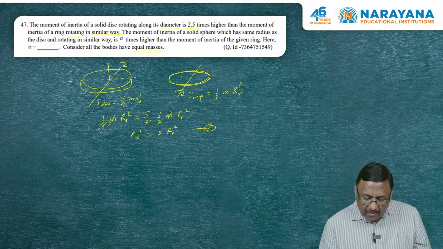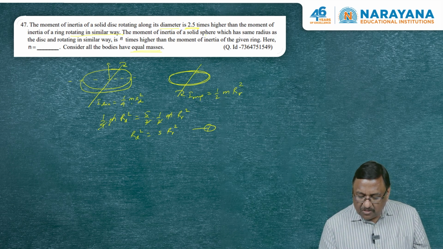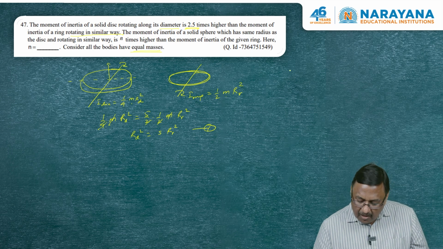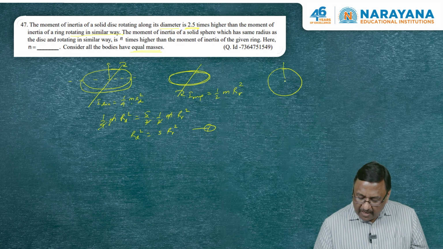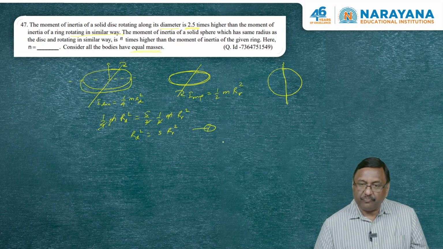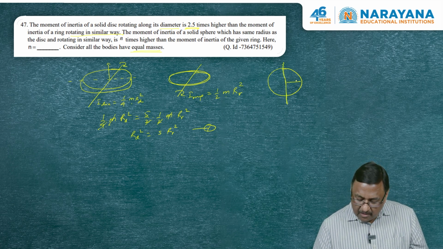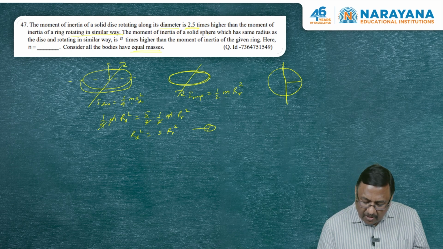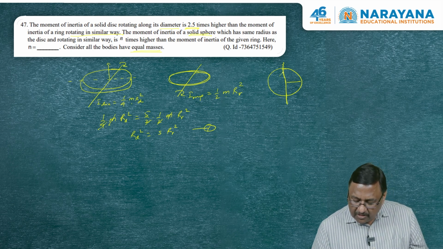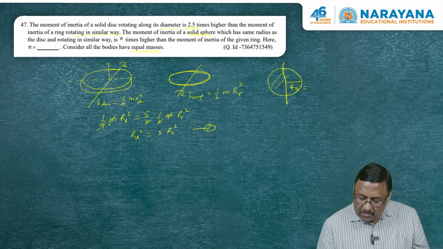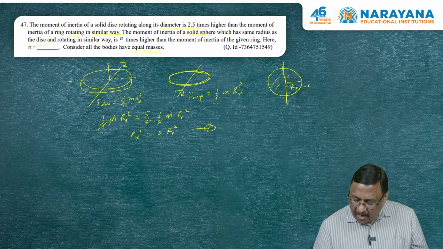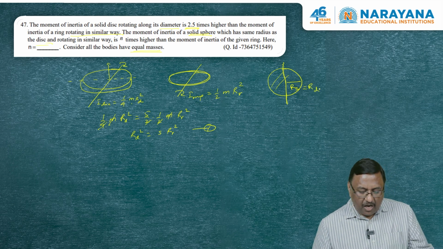Anyway, next what he is asking, the moment of inertia of the solid sphere which has the same radius as the disk. Okay, now you are considering a solid sphere. He is saying this sphere is a solid sphere. So for a solid sphere, the radius of the sphere, I denote by rs, is equal to the same radius as that of the disk. That means r of the sphere is given to be equal to r of the disk.